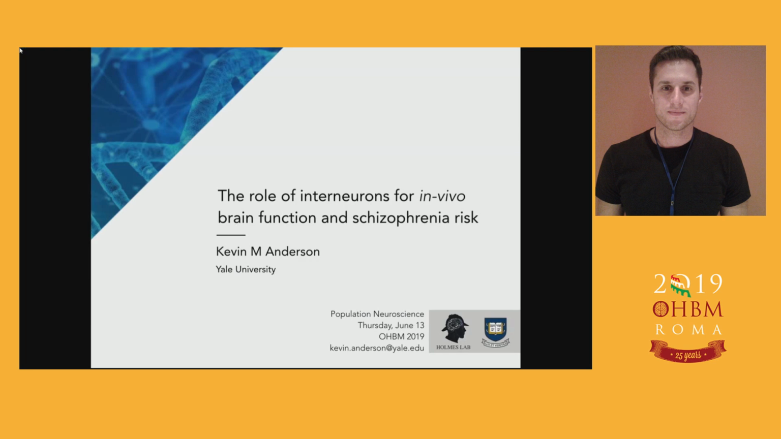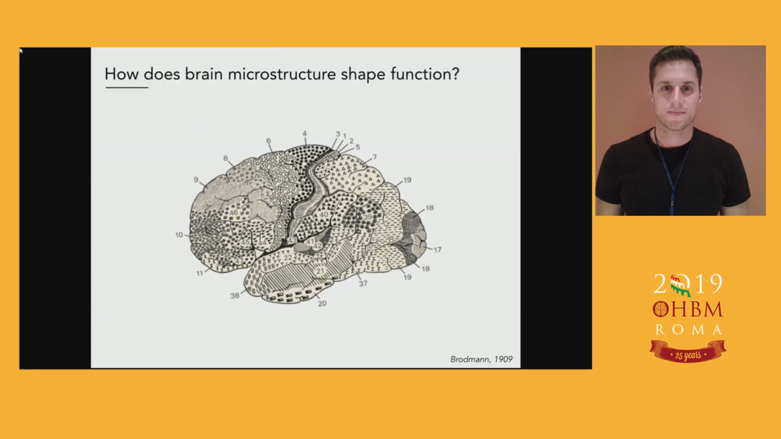I'll be speaking on the role of cortical interneurons for in vivo brain function and their potential link for functional correlates of schizophrenia liability. We know from classic neuroanatomy that brain cell types are not evenly distributed throughout the brain. And this leads to a critical question, which is how brain microstructure influences the function of a given cortical area.